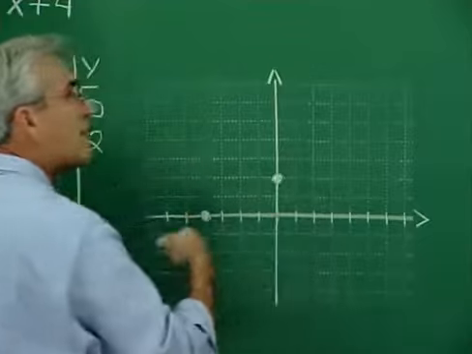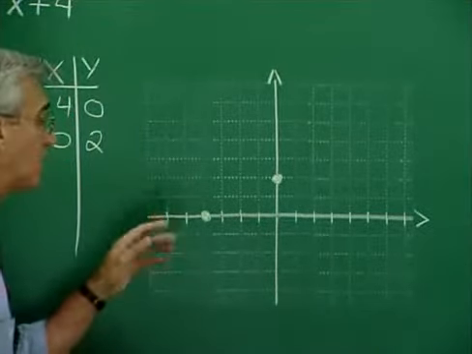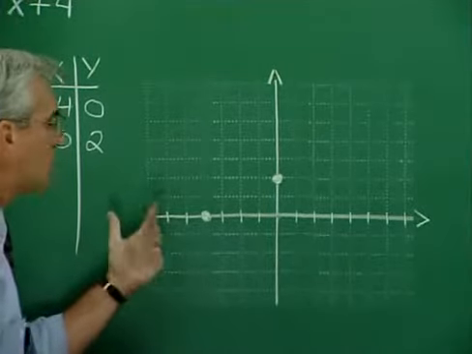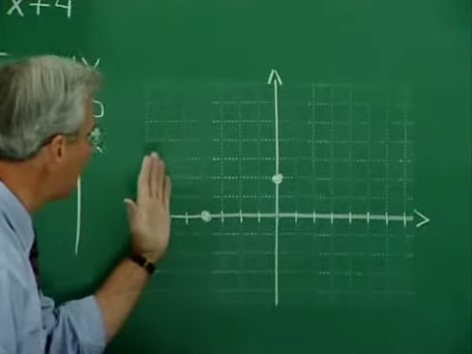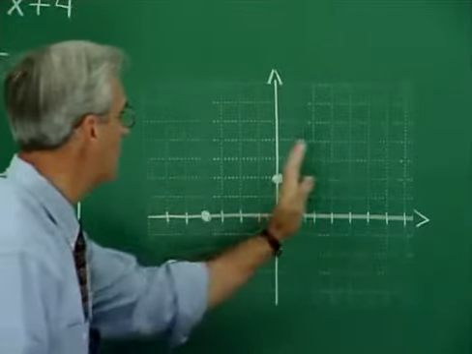Now we need more information about the graph. We've already mentioned that we're not going to let x take on values that are less than negative 4, so that means the graph won't make an appearance in this part of the coordinate plane, but it certainly makes an appearance over here.